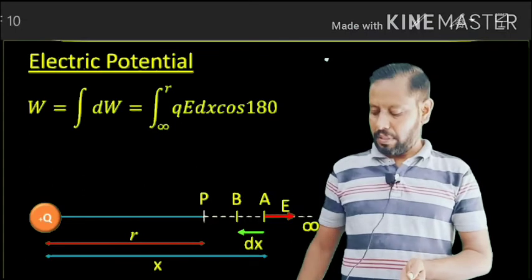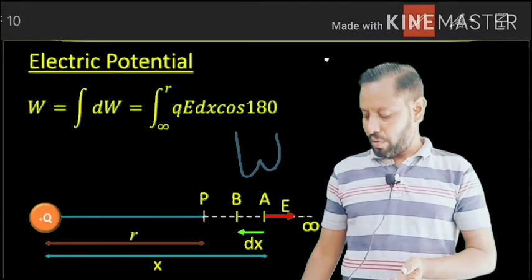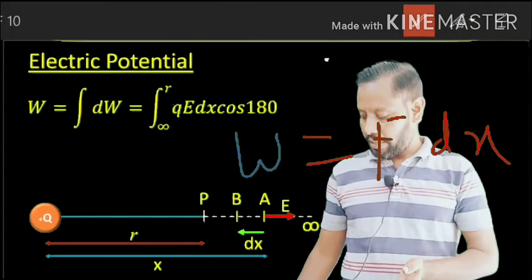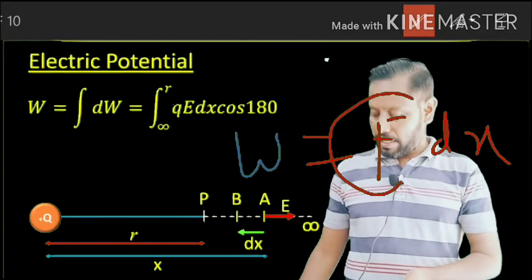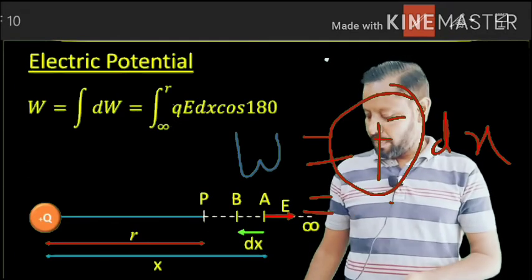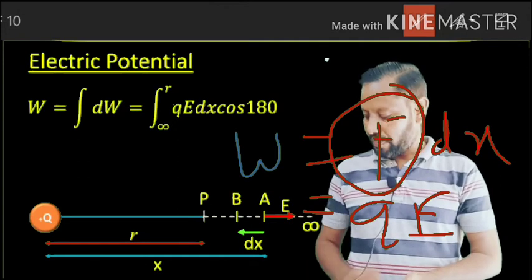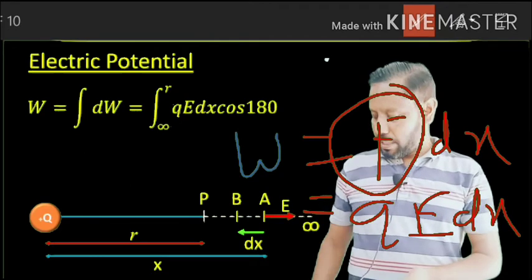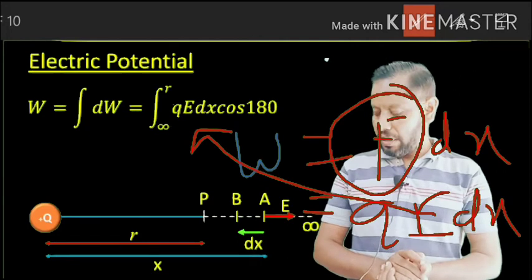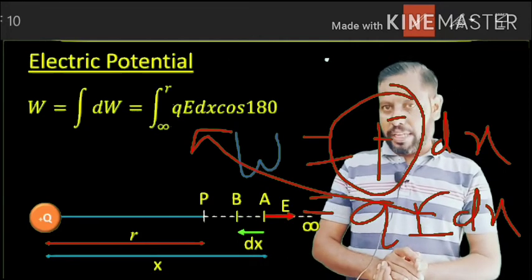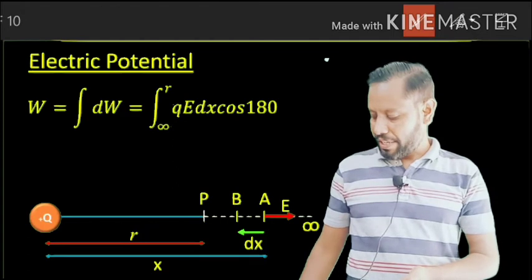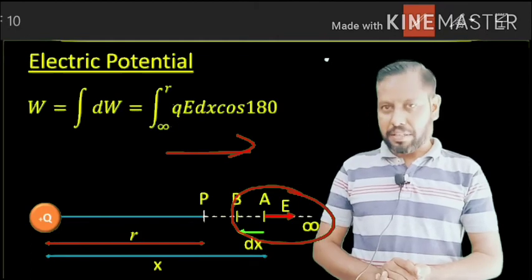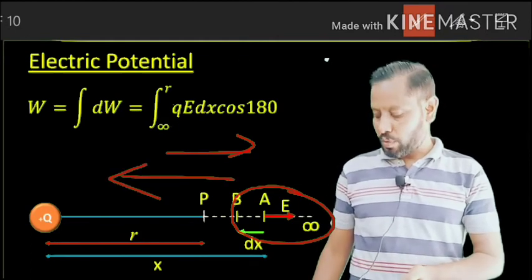Now how is it coming? Basically the work done is given by F into dx, but as we know, F can be expressed in terms of q into E, and then this becomes dx. That's why we are writing here q into E into dx. Now as far as theta is concerned, look here: our electric field is towards this side, and the movement we are making here is towards this side.